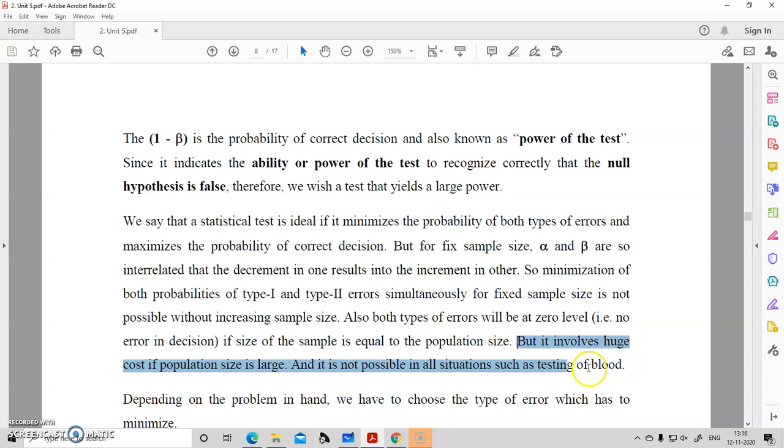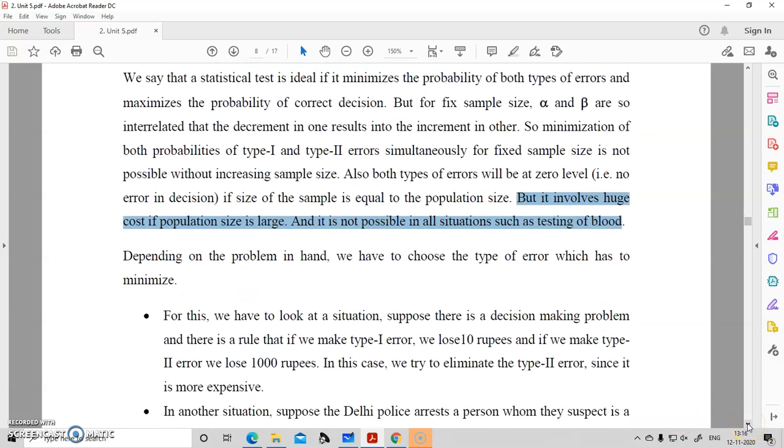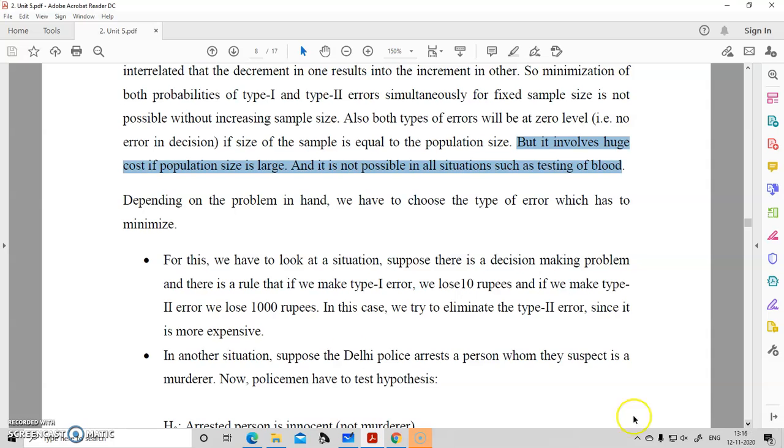But it involves huge cost if you take the whole population. Too much cost is involved, and it is not possible also. For example, if you want to test the blood for a malaria patient, we take only a sample. We cannot take the whole blood from the patient and test it. It is not going to happen. So in many cases, we are compelled to take the sample.